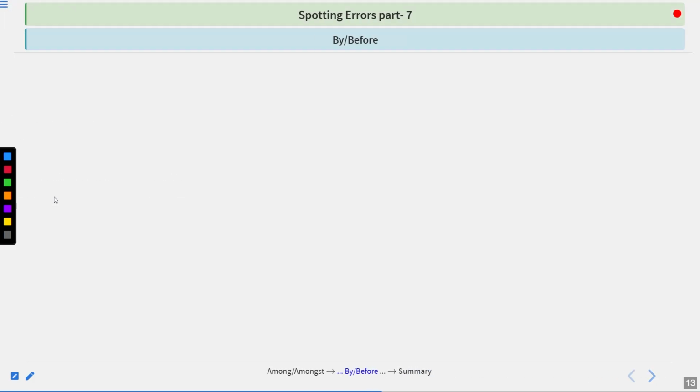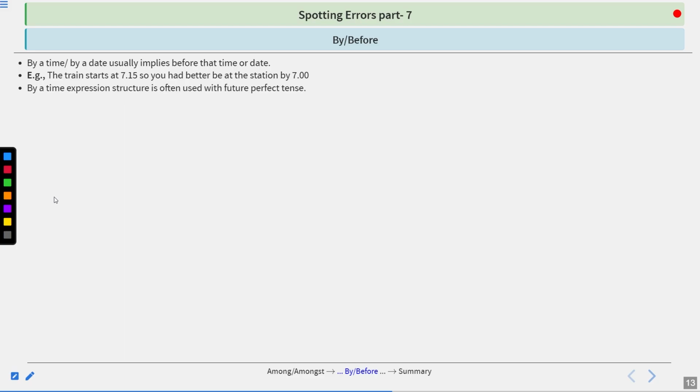By and before. By a time, by a date usually implies before that time or date. Example, the train starts at 7:15, so you had better be at the station by 7. It means before that time or date. The by a time expression structure is often used with the future perfect tense. I will have read all those books by the end of July. So by the end of July is referring to a deadline.